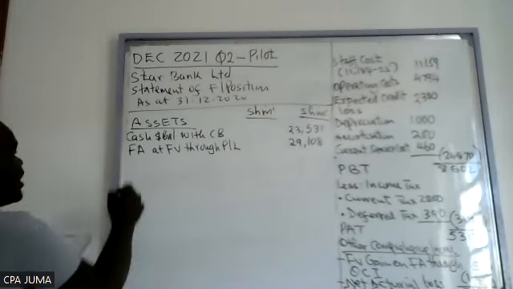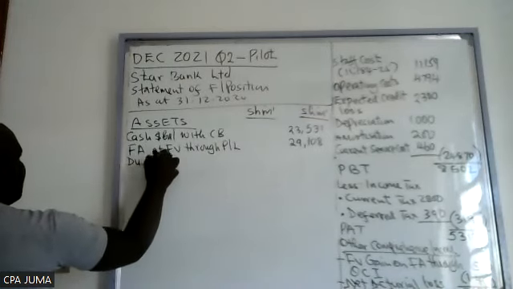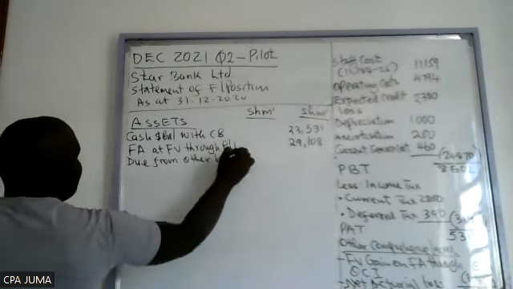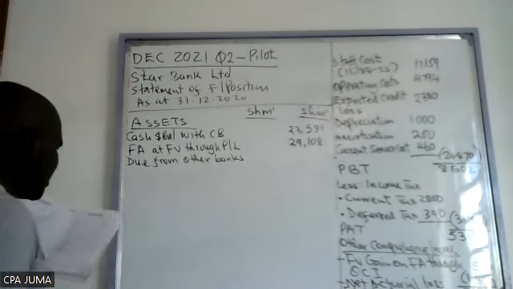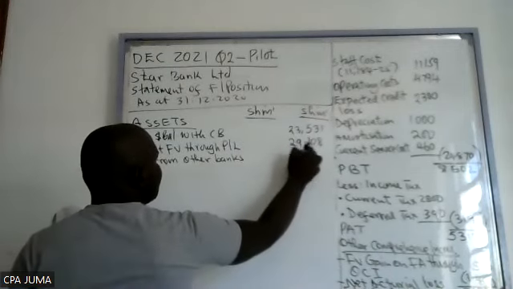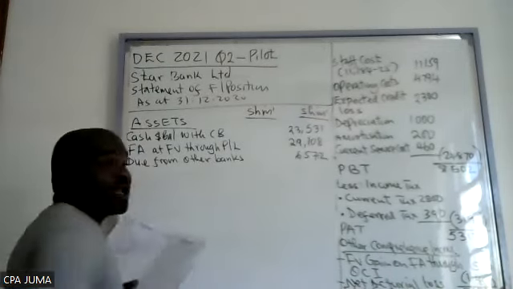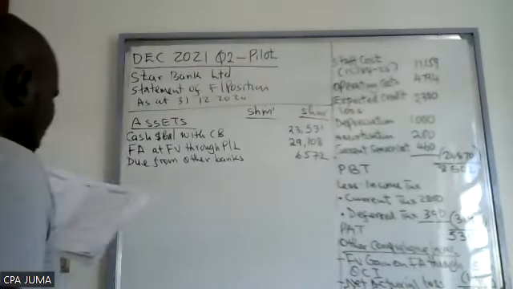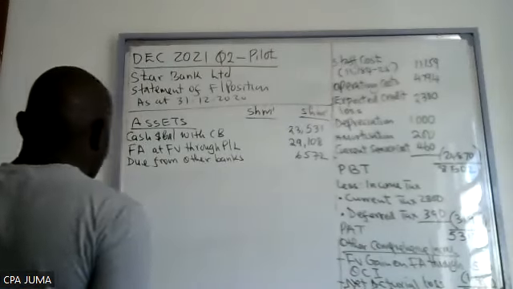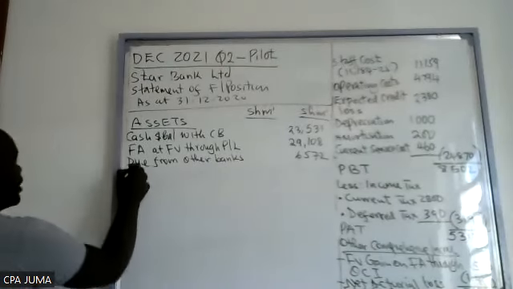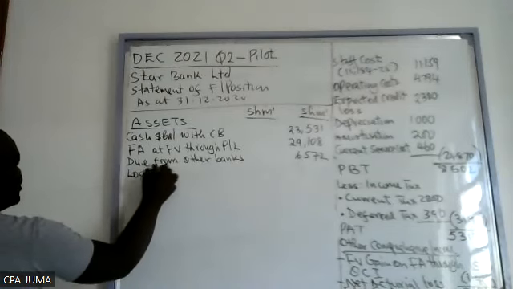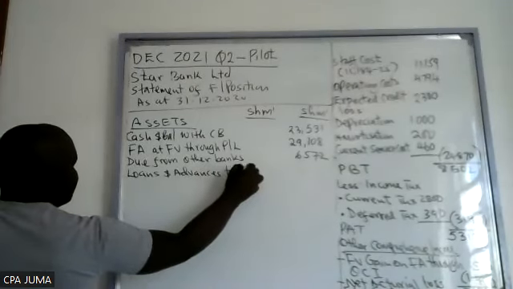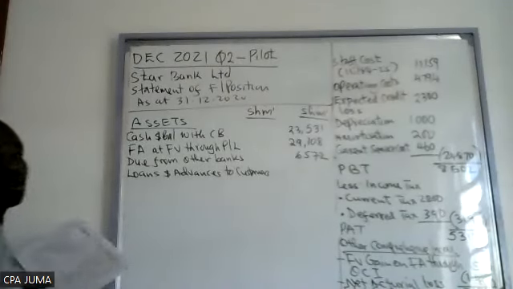Then due from other banks, 6572. Don't copy my figures. Make sure you're seeing them, because I can also write something that is not correct. Due from other banks. Loans and advances to customers. Please don't post that loan.